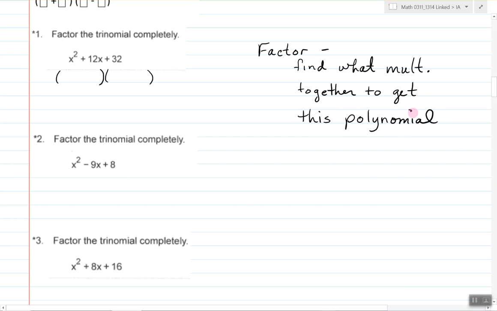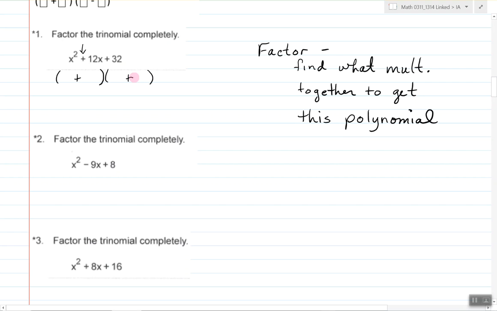You're finding what was multiplied together. So in this one, I'm going to talk about the signs. The last sign of the trinomial is positive. That means that the signs inside the factors are either plus plus or minus minus. The middle term sign tells me that they are plus plus.